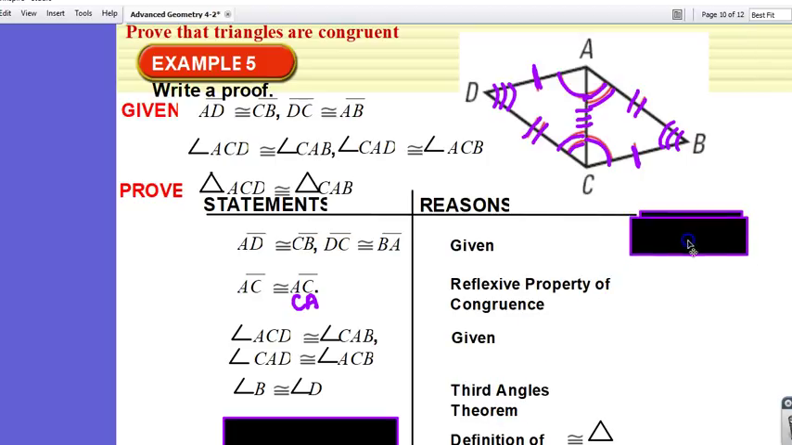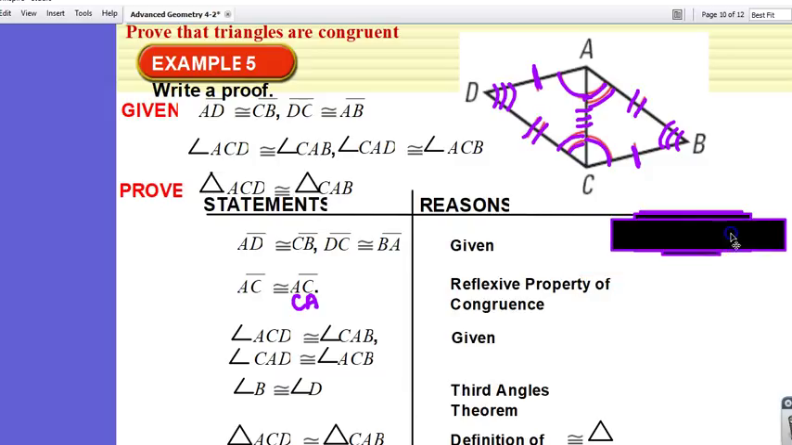Third angles theorem. The third angles theorem says if two angles are congruent, then their third angles are congruent, right? Because if they have two angles in common, then their third angle has to be in common because all triangles add to the same thing, 180. So if two of their three pieces of information are the same, all of their information is the same. Okay, third angles theorem. So now, look at our proof statement. That's always what we end with. We write our proof statement. They are congruent. Why? Definition of congruence. All equal angles, all equal sides. Therefore, they are congruent.